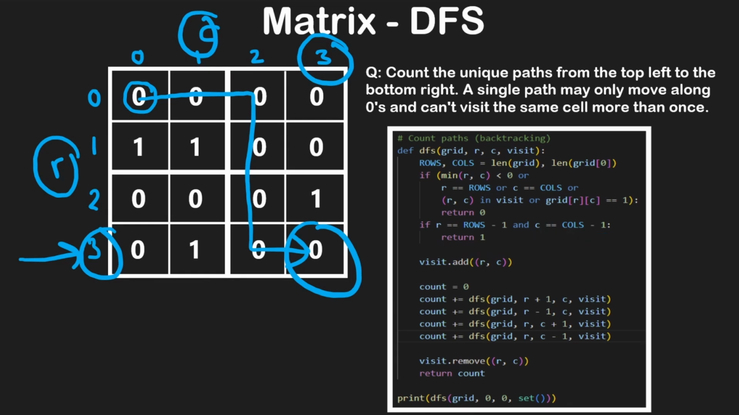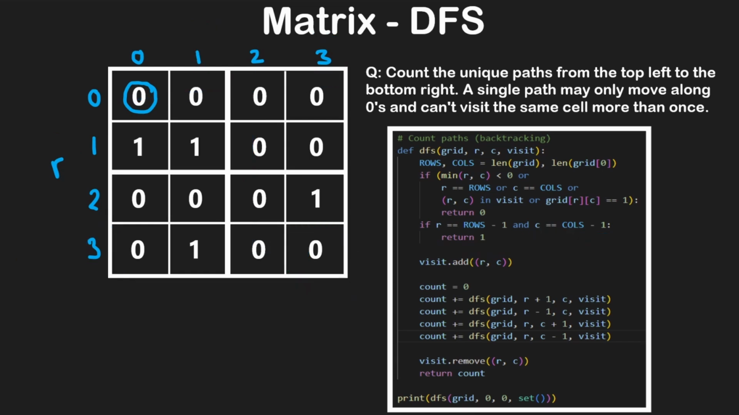Now let's actually run through this example and see how the code would actually execute. So when we actually call this function, our DFS, we're going to pass in the grid, of course. We're going to pass in 0 as the starting row and 0 as the starting column, and we're going to pass in some hash set. And that hash set is going to be reused throughout this recursive function. What that means is we're not creating a new hash set every time we make a recursive call.